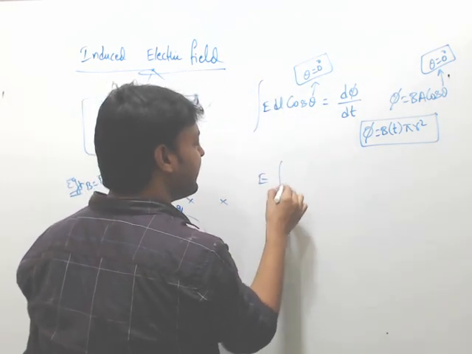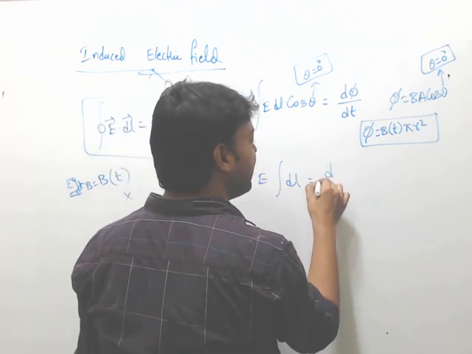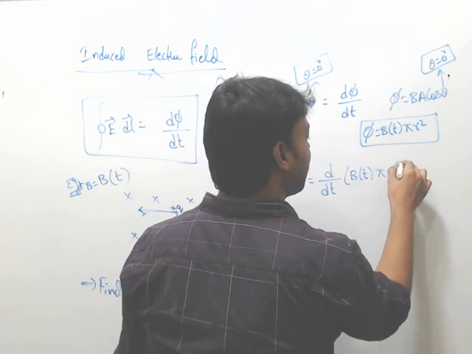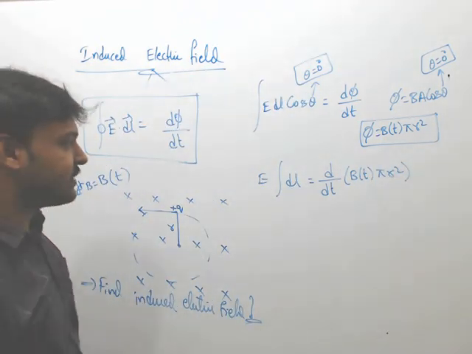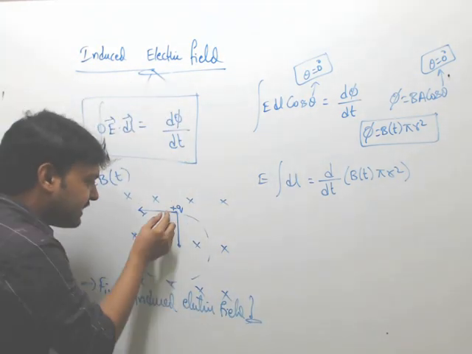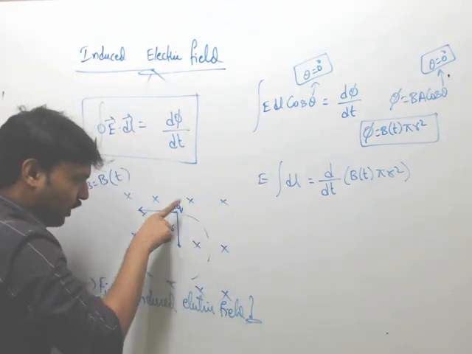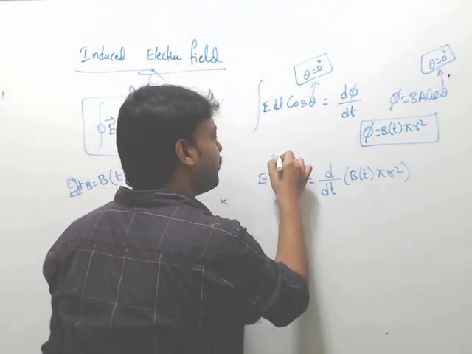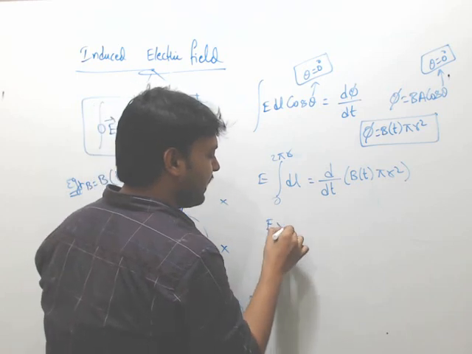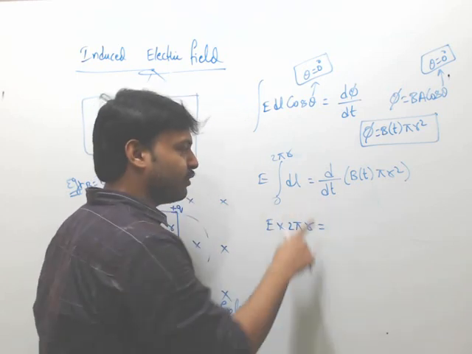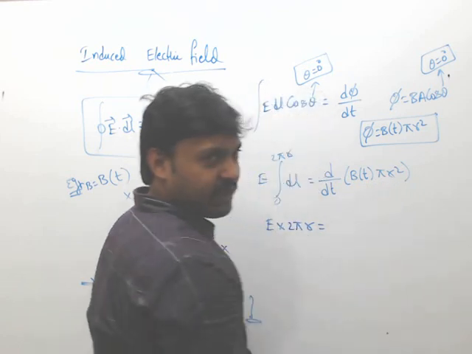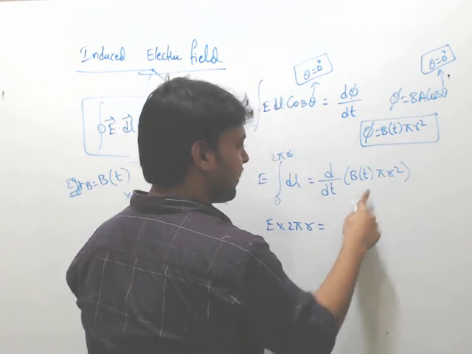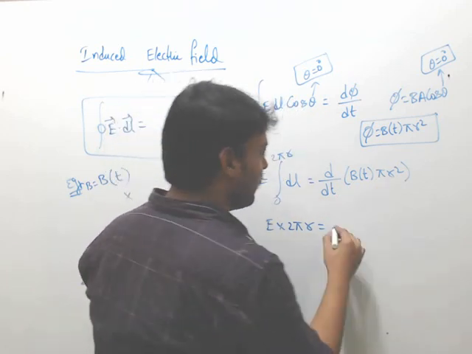So E constant, integral dl, which is equal to d by dt of this flux, B of t pi r square. Now what is this integral dl? Integral dl in the sense this element we considered, that element is on the complete circular path, so I can write it as 0 to 2 pi r. So E into 2 pi r equals d by dt of B of t into pi r square. B is varying with respect to time, right? And pi r square is constant, you can throw it out.